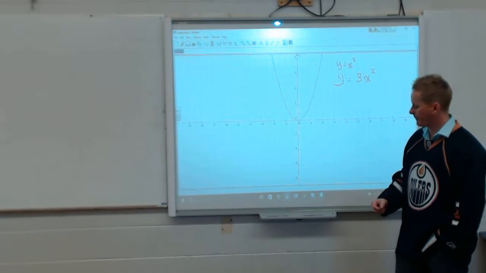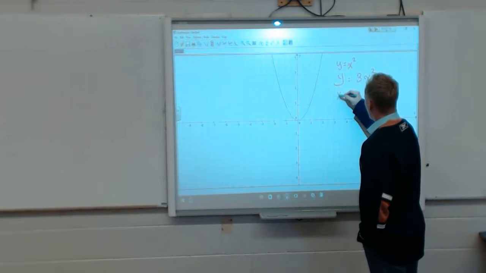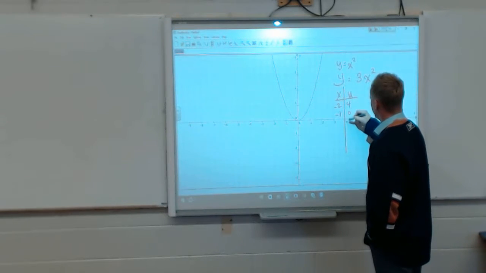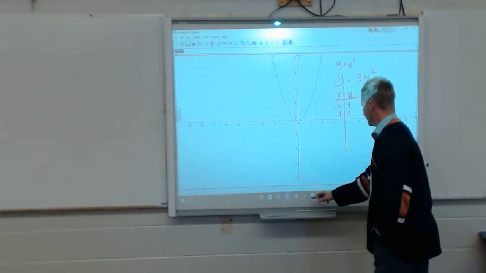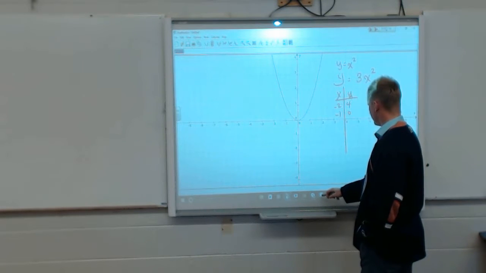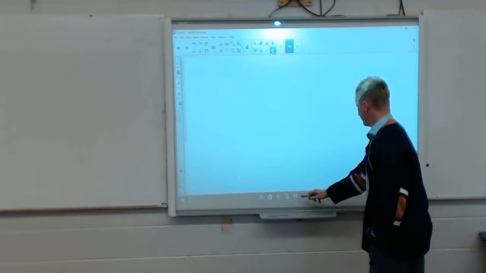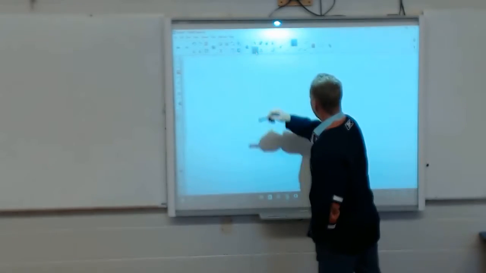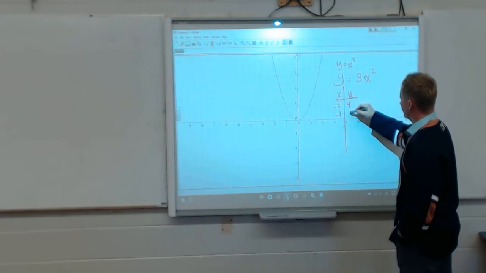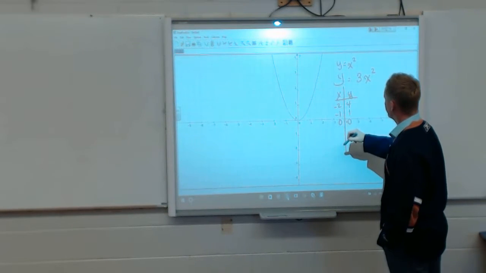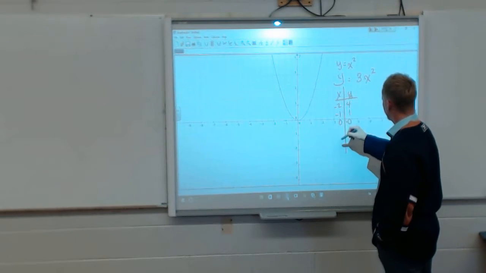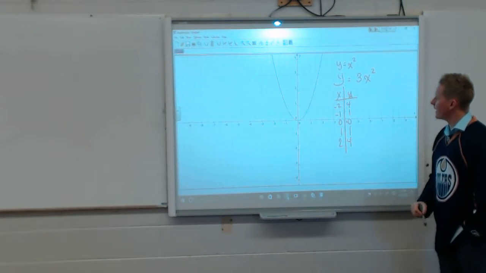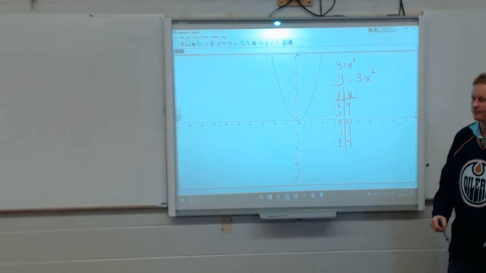All right, here's what I want you to do now. Before I graph it, I want you to think this through. So I did a table of values for y equals x squared, and I got this. Whoops, no I didn't. I need an eraser. Okay, so there's what I had for y equals x squared, right?